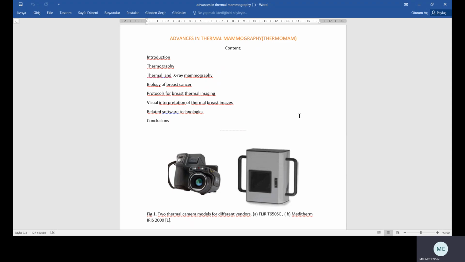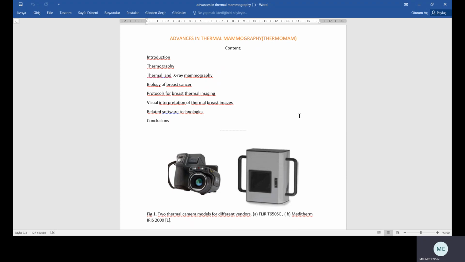Figure 1 shows two thermal camera models for different vendors, Fuller and Mediterranean cameras. Non-vascular criteria. First one, focal increase in temperature by the fixed interval, for example, 1, 2, 3 degrees Celsius. Second one, global increase in temperature compared to the contralateral breast, say, 1.5 degrees.